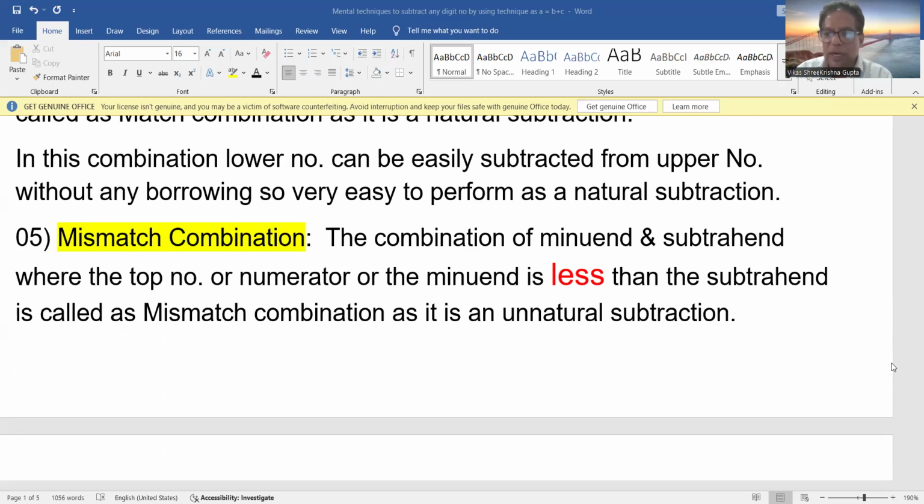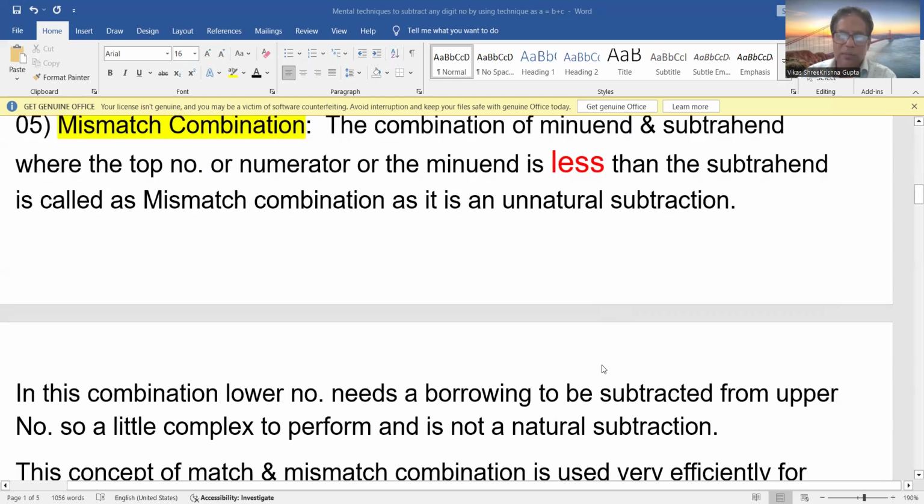Suppose I ask you to subtract 9 from 3. Then 3 is a lower number and 9 is a bigger number. You can't subtract 9 from 3. So definitely, if you subtract it, you get -6 as the answer. So the difference will be negative, and this is called a mismatch combination, because to subtract this number, you require to borrow a carry from the next neighboring number. So these are mismatch combinations where the lower number is more in value than the upper number, right?